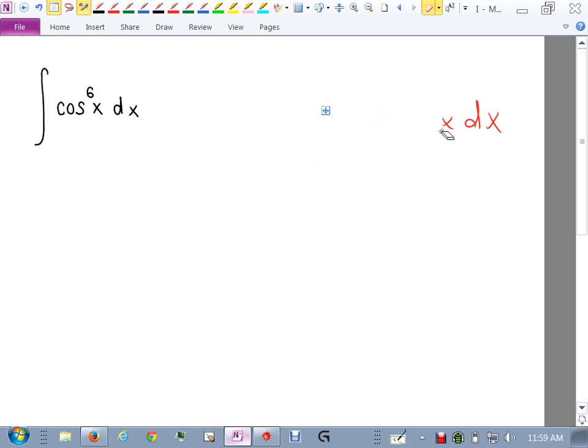But what I can do is reduce the power. So I can do this if you agree. I can write that as cosine squared x to the what? 3rd, right? I did not peel anything off. But what's cosine squared x when you power reduce it?